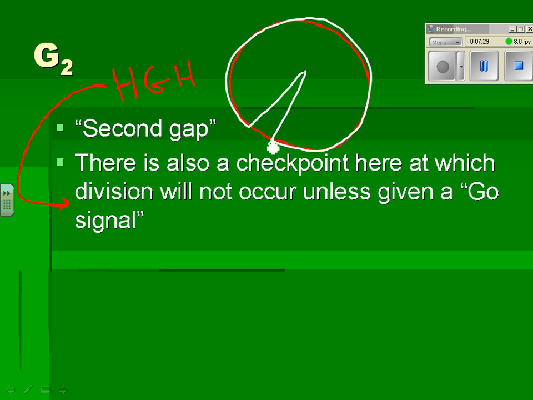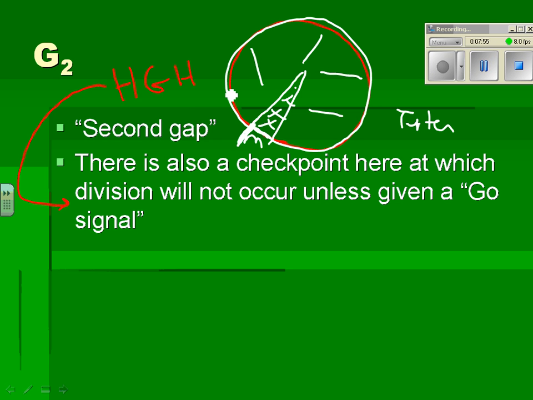Okay, this part here that I'm going to hash in right now is interphase. This part here is mitosis. This little part. Okay, so the cell divides. Mitosis ends here, and the cell's new life of interphase starts.